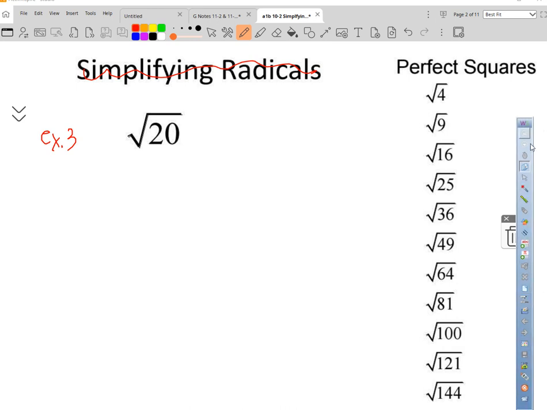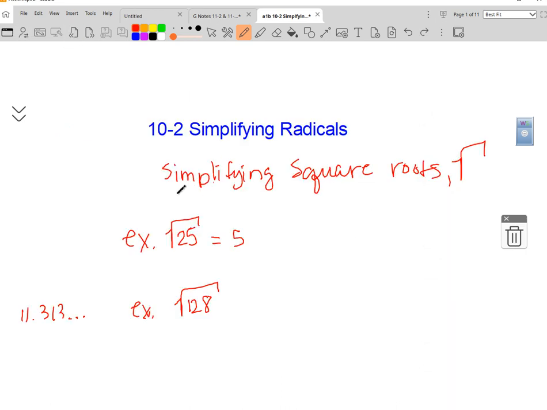Okay, forgot to record at the beginning, but we are talking about simplifying radicals, which is the same as simplifying square roots. This is a square root symbol. We also call that a radical.